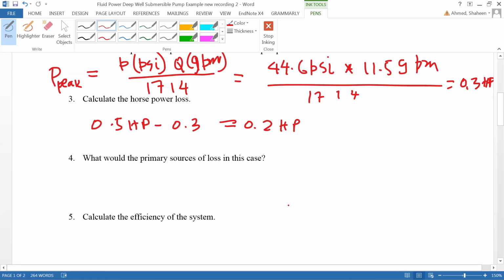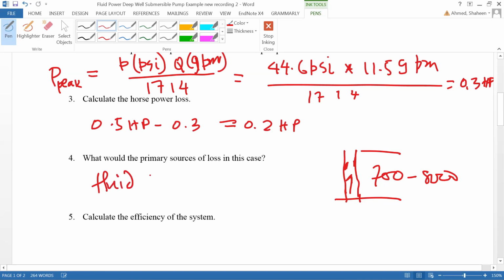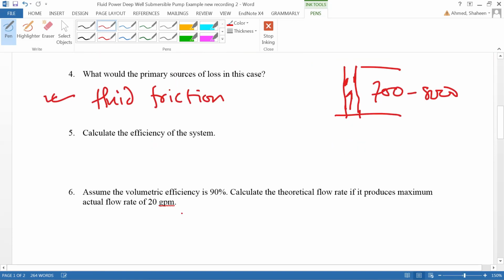The primary loss of this system is because of the 1,000 feet pipe that this thing is pumping the water from. So it's installed, we don't know, probably around 700-800 feet. So the flow is coming this way, the pipe wall has friction with the fluid, so the primary loss is fluid friction. You have to specify what you're talking about. It is fluid friction, that is the loss. Everything else is kind of negligible in this particular case.